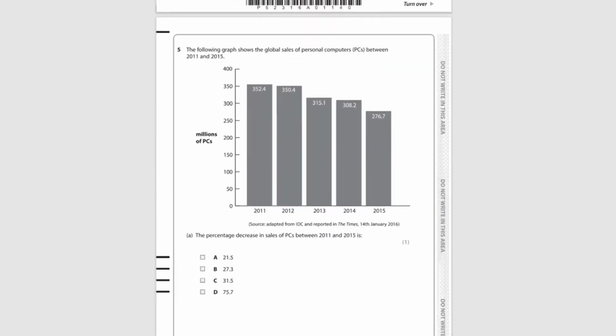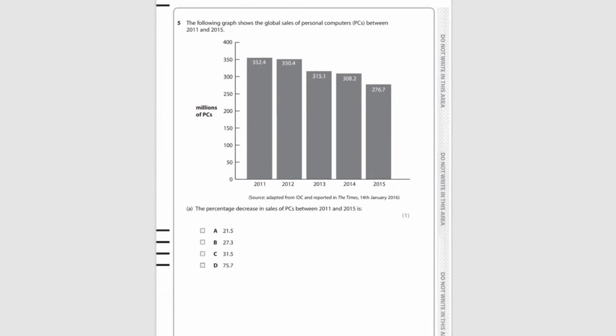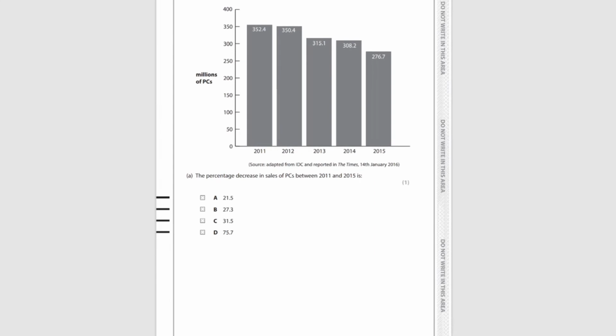The following graph shows the global sales of personal computers between 2011 and 2015. The percentage decrease in sales of PCs between 2011 and 2015 is, okay, percentage change, nice and straightforward. Percentage change in any value is equal to new minus old over old times 100. Okay, so what I'm looking for is 2015 and 2011. This is new and this is old.